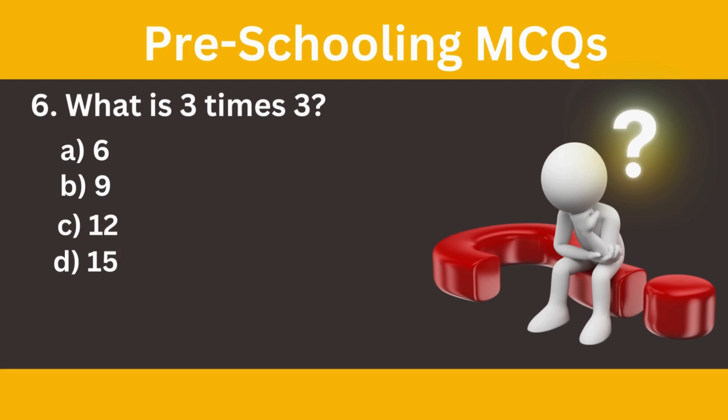6. What is 3 times 3? A. 6b, 9c, 12d, 15. B. 9.